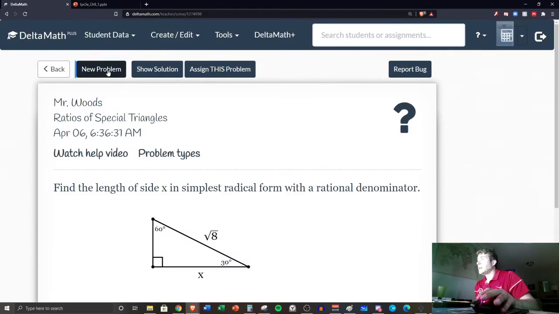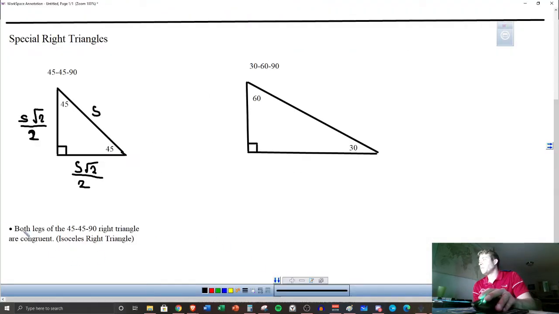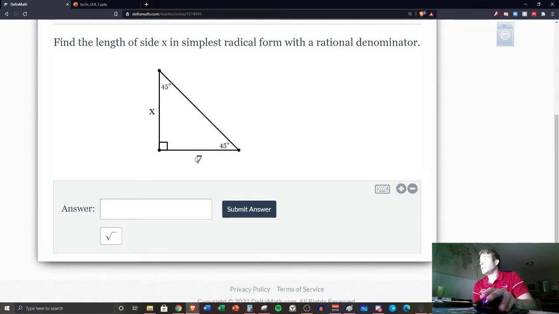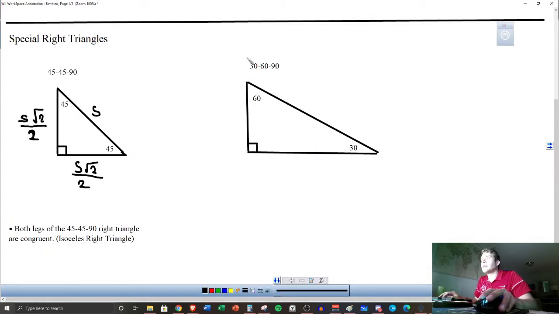I want to find one more that we're not really going to work. This one right here does not require calculation if we look at it, because we wrote down this rule: both legs of the 45, 45, 90 right triangle are congruent. So this leg is congruent to this one. When I look at this problem, this 7 should be equal to this. So the answer is 7. Those are really nice problems to have to do. All right, perfect. Now let's finish up this lesson by talking about the 30, 60, 90.